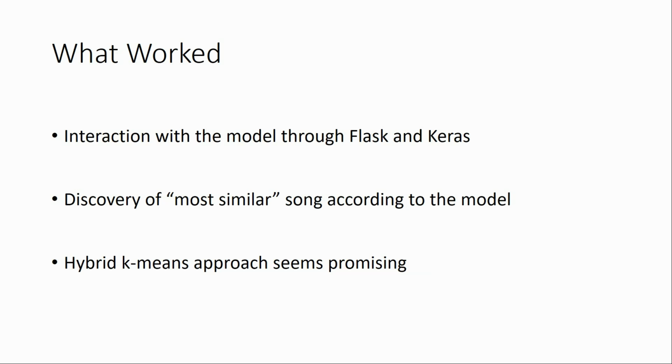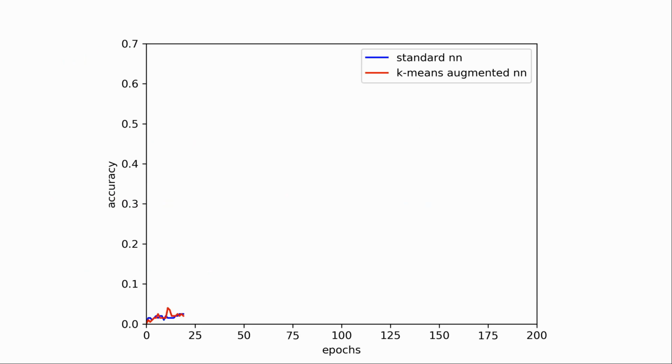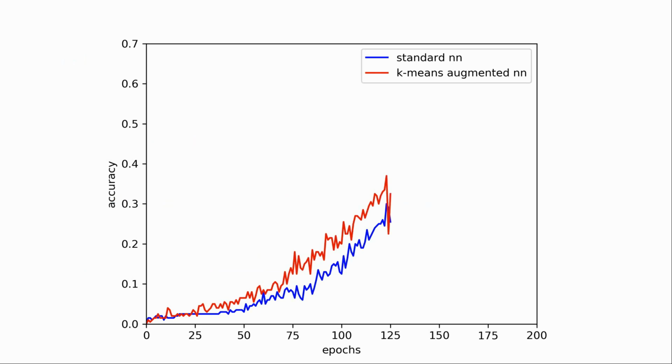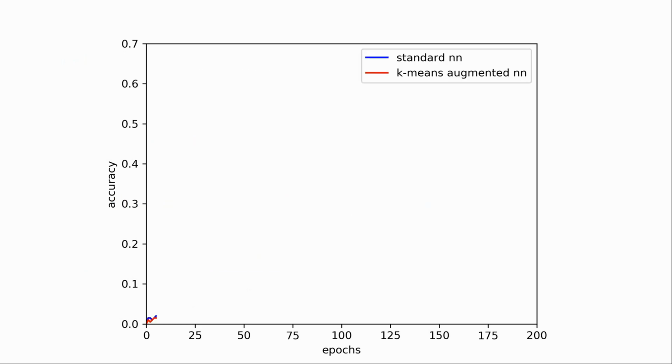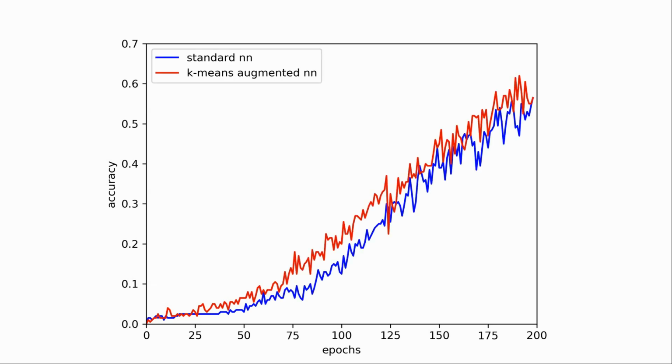And then finally, the hybrid k-means approach with the neural network does seem promising. So if you look at this graph, the red line is our k-means augmented neural network. And as you can see here, it starts to jump out ahead in terms of training accuracy in front of the standard neural network. They do fall back together a little bit here towards the end, but I think that can be attributed to the neural network overfitting a little bit, because while this is the training accuracy, the testing accuracy wasn't quite as high on this run. So that's the final product there. So that's the end of the presentation.